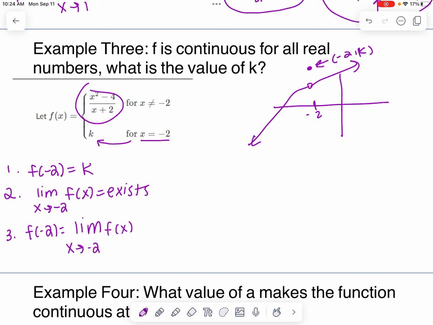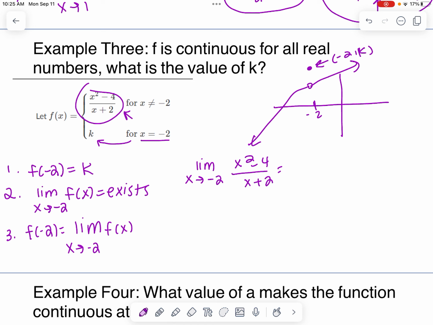So let's start by seeing if we can figure out what the limit is. We can just go ahead and use this function because it's only not defined for negative 2, but that means that all of the values a little bit smaller than negative 2 are defined using that function, and all the values a little bit bigger than negative 2 are defined using that function. So let's start with that and see if that helps us out a little bit. The limit as x approaches negative 2 of f of x equals, well, I'll go ahead and put that function in. We have x squared minus 4 all over x plus 2.